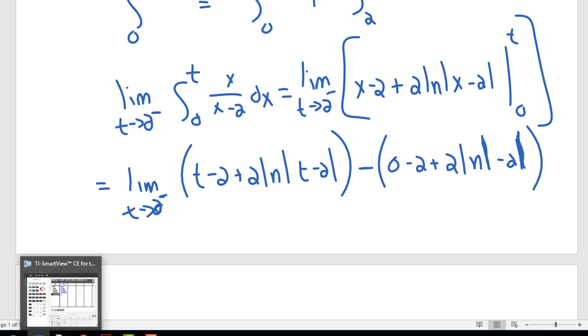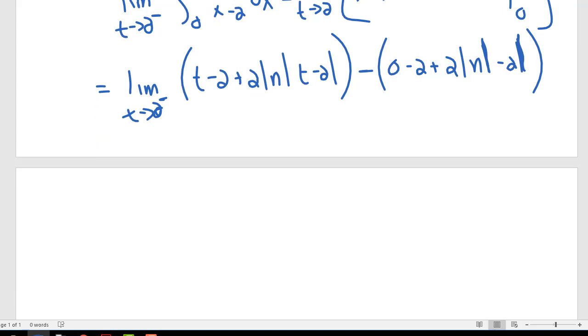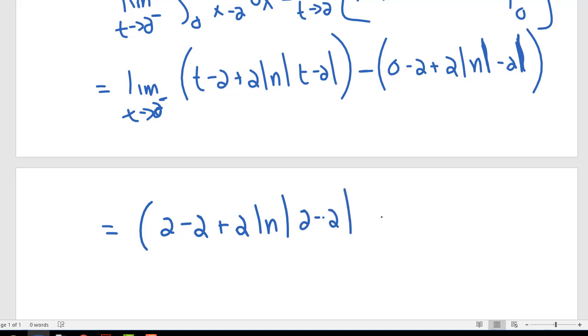All right, so now that we've corrected my statement there, t is going to approach 2. So I'm going to have basically 2 minus 2 plus 2 ln of. All right, and what I'm going to write here is pretty bad, mathematically speaking.